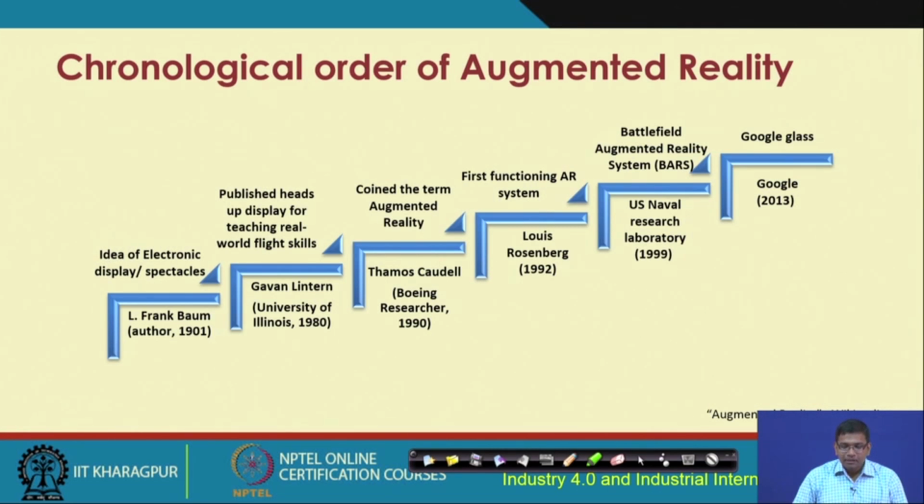In the 1990s, Boeing researcher Thomas Caudell coined the term augmented reality. In 1992, Louis Rosenberg came up with the first functioning augmented reality system. In 1999, the US Naval Research Laboratory came up with the BARS system, which is the Battlefield Augmented Reality System. And in 2013, Google came up with Google Glass, which is very popular and everybody knows about it at present. So, this is basically the overall history of augmented reality. It has been there since early 1900s till recently, in different forms, but now it has become much more popular because of its use in different industry settings and other settings as well.